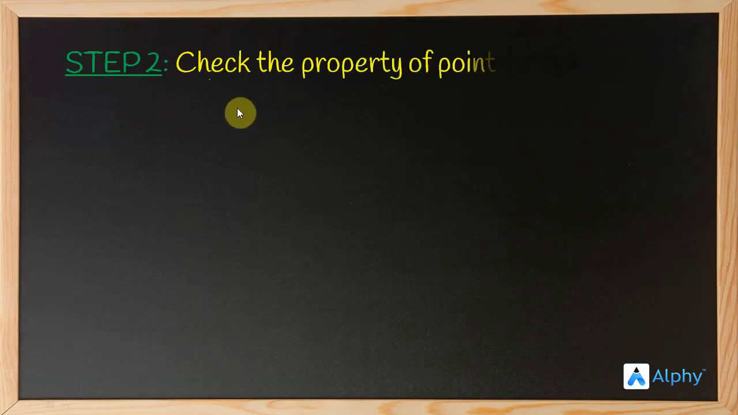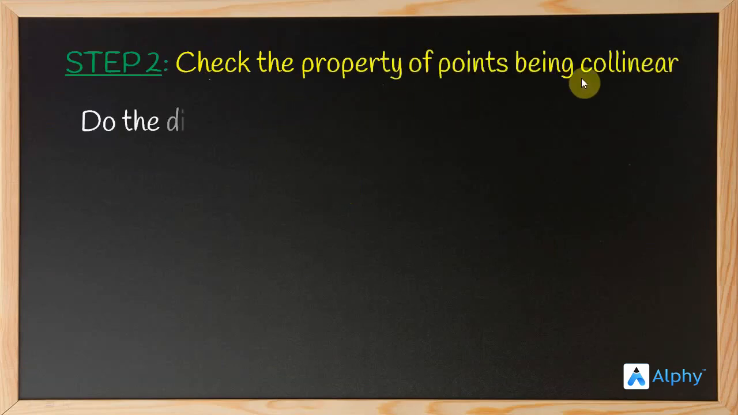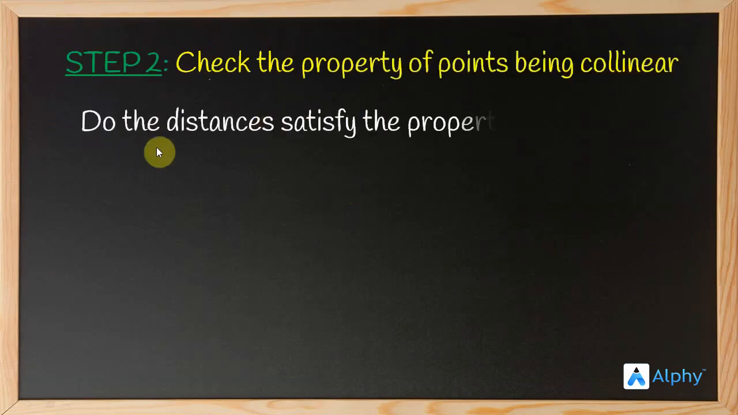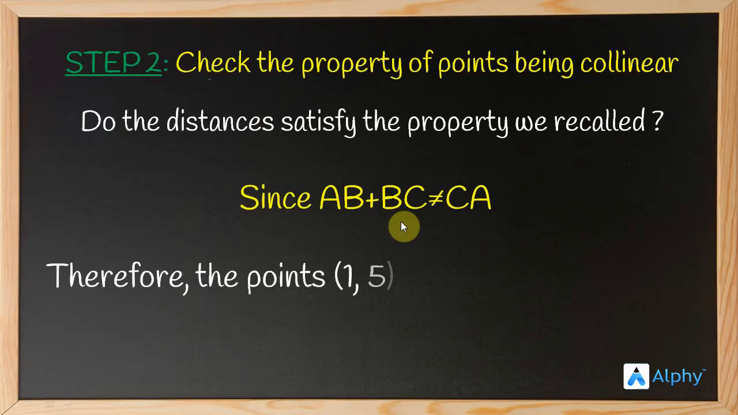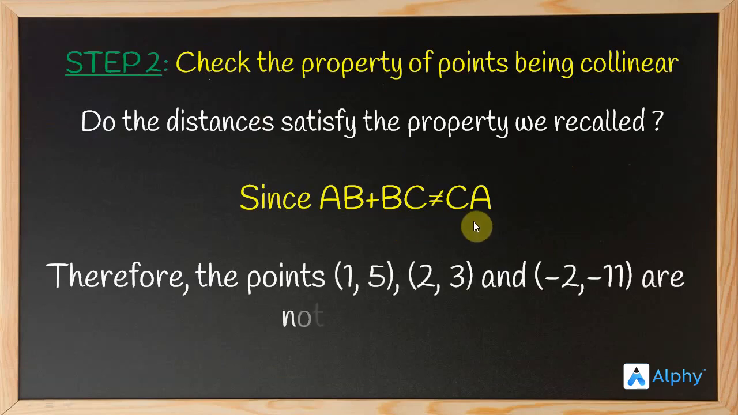Step 2. We have to check the property of points being collinear. Do the distances satisfy the property we recalled? Since AB plus BC is not equal to CA, therefore the points (1, 5), (2, 3) and (-2, -11) are not collinear.